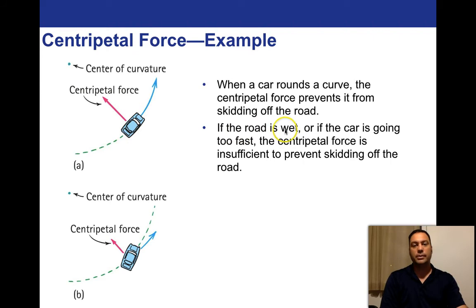If the road is wet, which reduces friction, or if the car is going too fast, which can also reduce friction or make it difficult for friction to take effect, the centripetal force is insufficient to prevent skidding off the road. So here we can see the force is not sufficient. It's a small arrow, whereas up here it's a big arrow. Remember, they're vectors. The center of curvature is still in place, but if the tendency to go in a straight line is greater than this arrow here, you're going to go off the road.